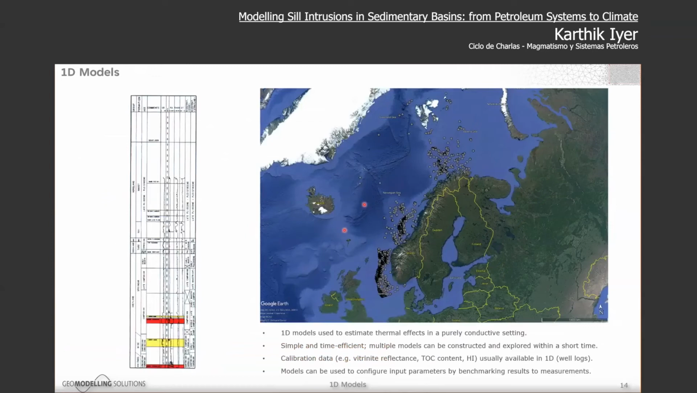The thing is that in 1D models, you're restricted to a purely conductive setting. You cannot really add fluid flow to it because you need more than one dimension to accurately resolve the effects of fluid flow. This is an example of all the wells we have, where I usually work on the Norwegian continental shelf. And there are hundreds of old well logs here.